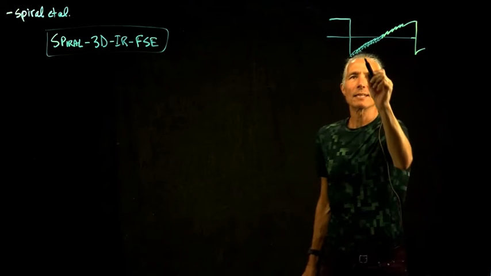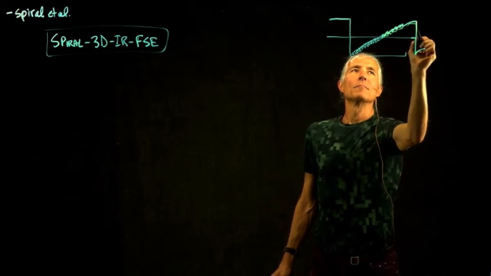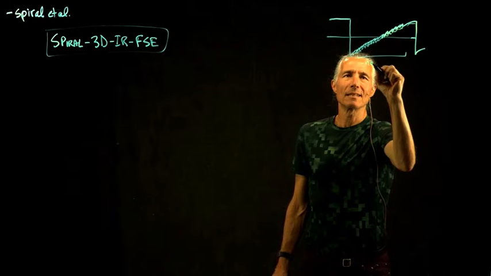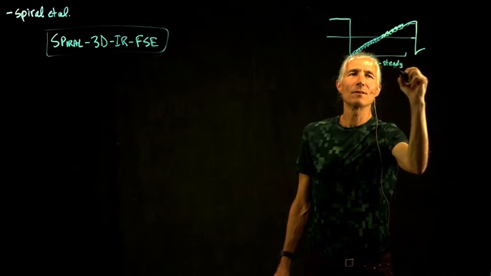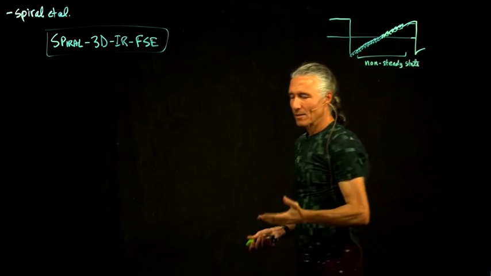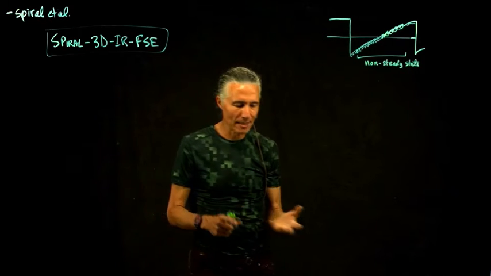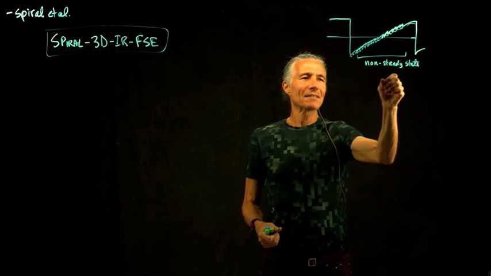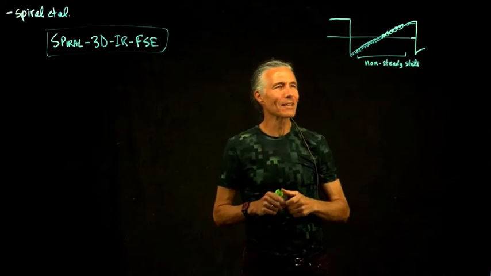one. And so we're collecting data during this whole time, but it's non-steady state. That means that the effective inversion time for different spatial frequencies is different. And so you'll have higher spatial frequencies somehow having a different contrast than lower spatial frequencies. It's kind of a disturbing non-steady state scan.